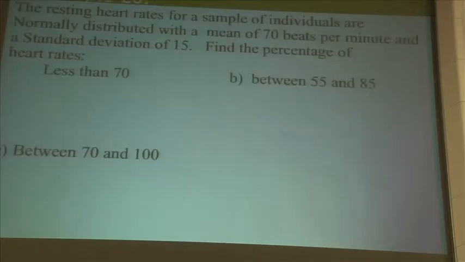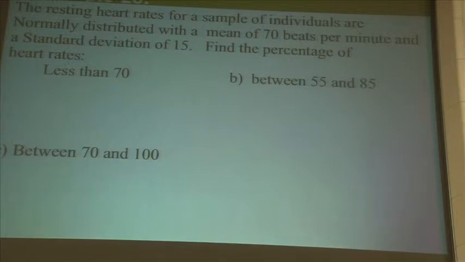Now, let's look at an example. So, the resting heart rates for a sample of individuals are normally distributed with a mean of 70 beats per minute. Standard deviation of 15. Find the percentage of heart rates that correspond with the following. Okay. So, let's tie this in with our pretty picture.